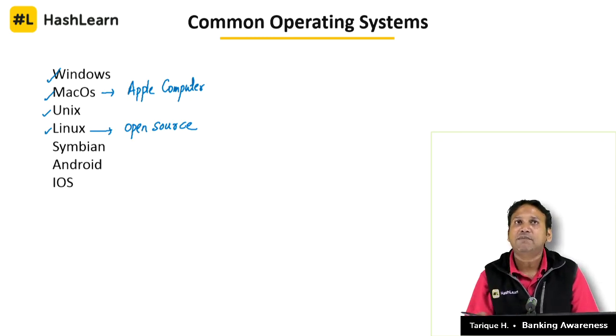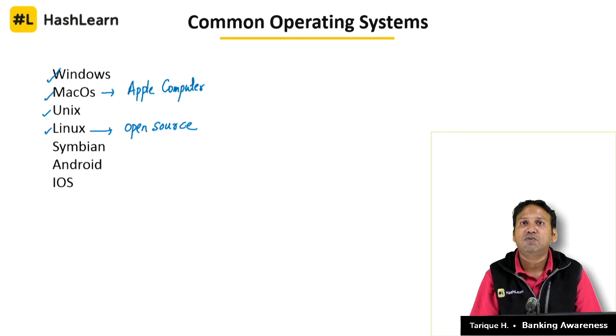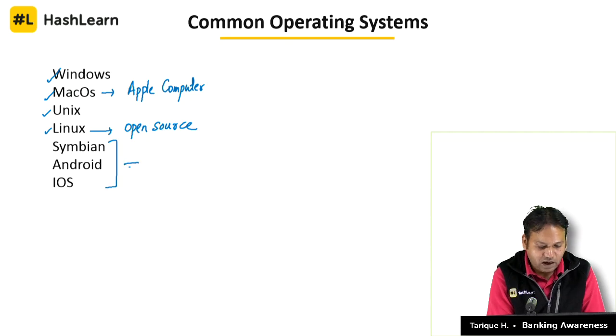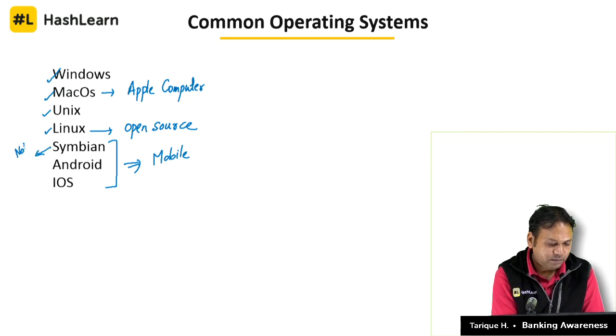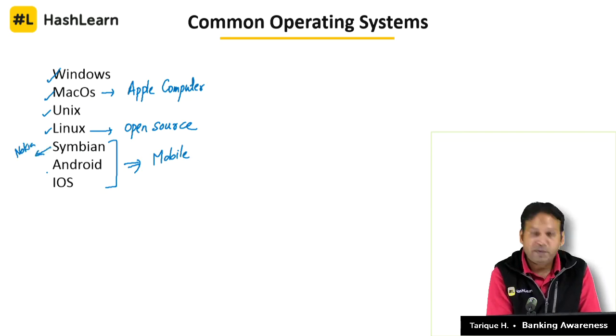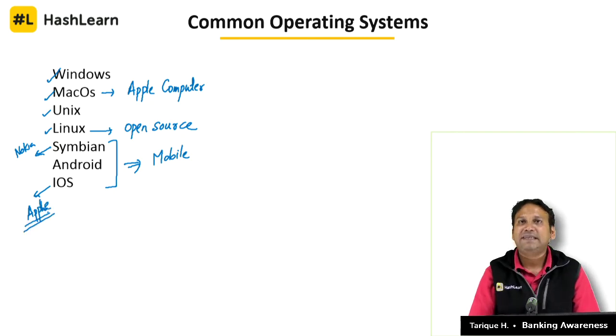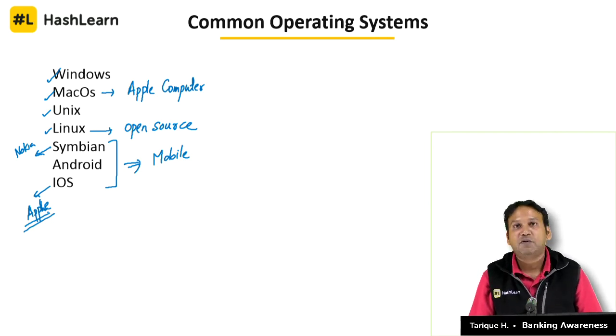A number of operating systems today are all based on Linux, like Ubuntu, Solaris. All of these are operating systems based on Linux. Symbian, Android and iOS are mobile based operating systems. Symbian is used by Nokia, right? Android is used by all Android phones, and iOS is used by the iPhone. The Apple phones which you have, they all use the iOS operating system. The basic names of some of the operating systems you should be knowing.